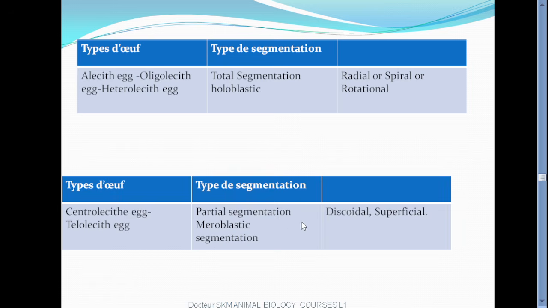The second type of segmentation is partial segmentation, or meroblastic segmentation. It is the case of the centrolecithal egg and telolecithal egg, which are charged in yolk, so they can't divide totally. It's only a part of the cell that makes all the steps of segmentation. That's why we call it partial segmentation or meroblastic segmentation, and this segmentation can be discoidal or superficial.